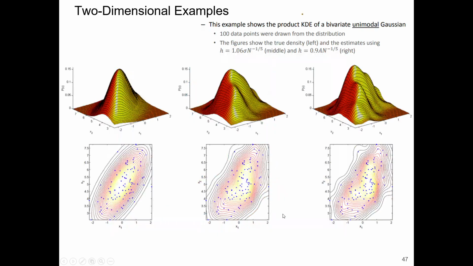Okay. From 1, 2, and 3, are we increasing bandwidth going from 1 or decreasing bandwidth? When we decrease bandwidth, we're going to capture more local information. It's going to have a lot of peak points because we're paying more attention to local. Here is more generic.